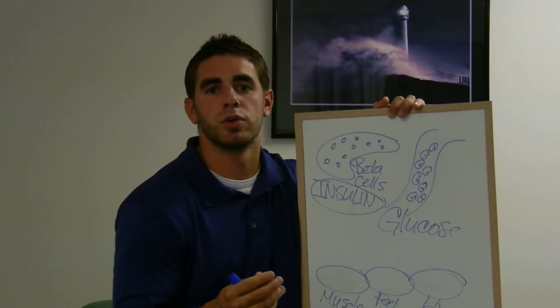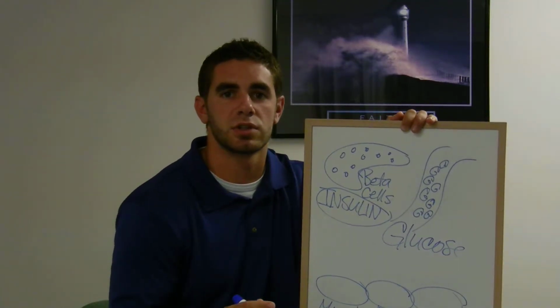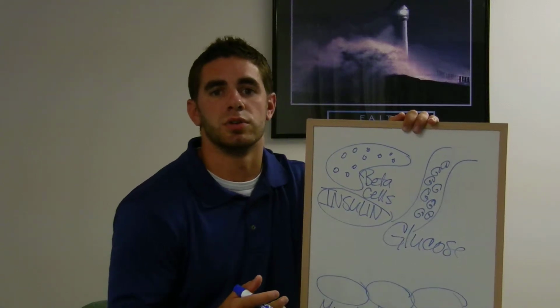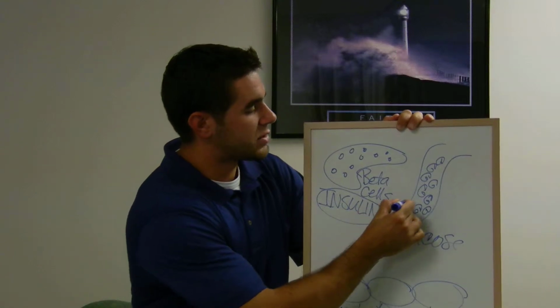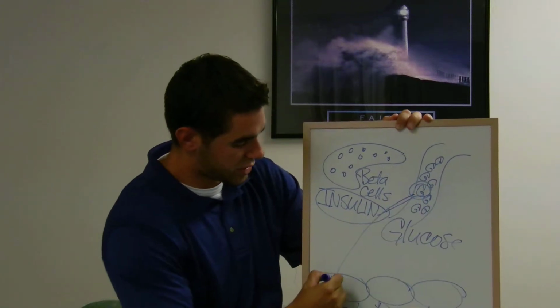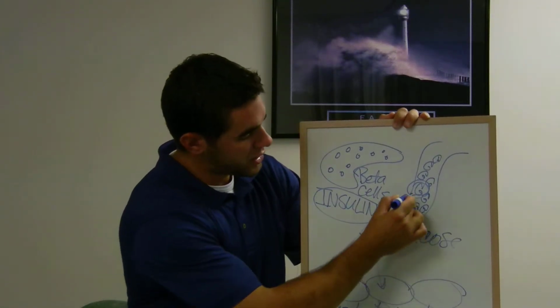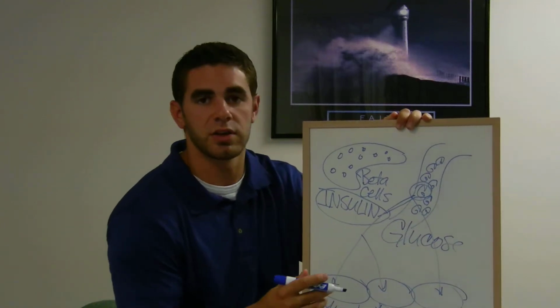Glycogen is just the form of glucose that is stored in tissues of the body to eventually be used as energy. So normally the insulin will act to grab onto the glucose and transport some of the glucose into these cells to get it out of the blood.